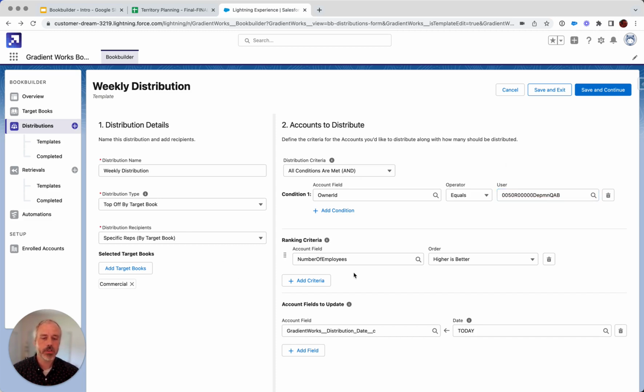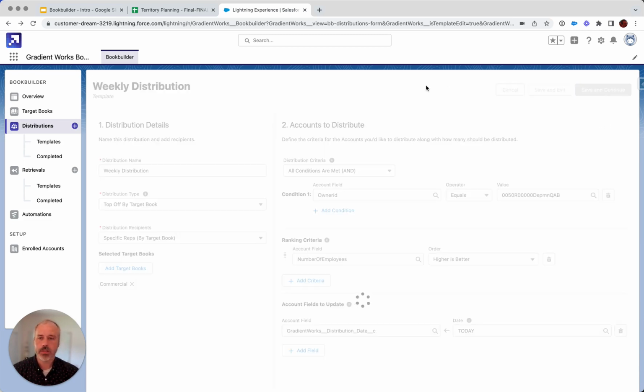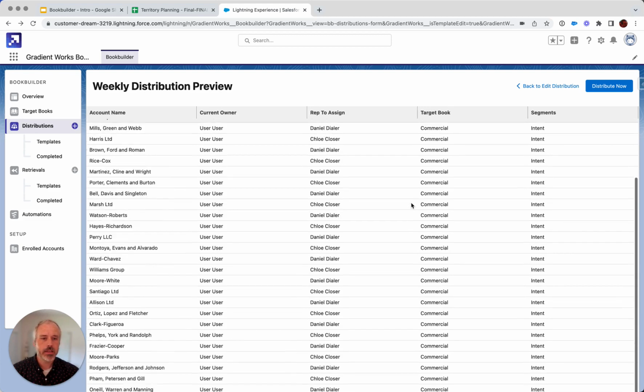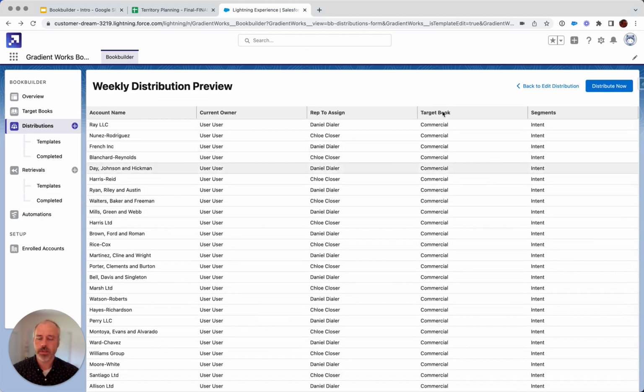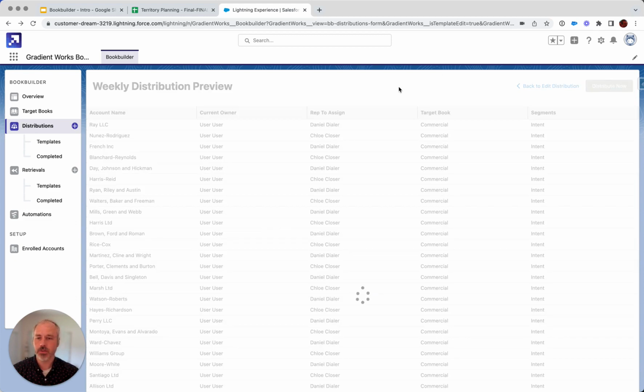We're going to make sure that we're giving them the largest accounts within their segment, and we'll make sure to stamp the accounts with the distribution date of today so we can do some reporting later. Now, all Ron has to do is click Save and Continue, and he's going to see that there's a whole bunch of accounts that are going to get distributed out to his reps for them to go work. So he'll click Distribute Now.